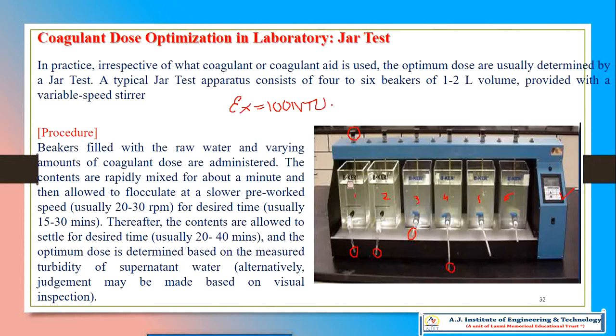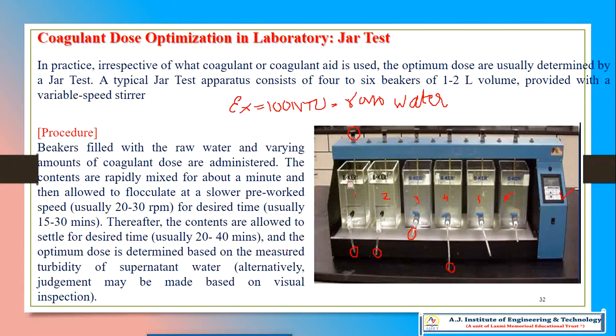This is raw water. Turbidity is 100 NTU. Your water is raw, meaning without any treatment. That is called raw water. Okay. In the example we are giving, all the beakers have 100 NTU turbidity. This is taken directly from the river or any water source.